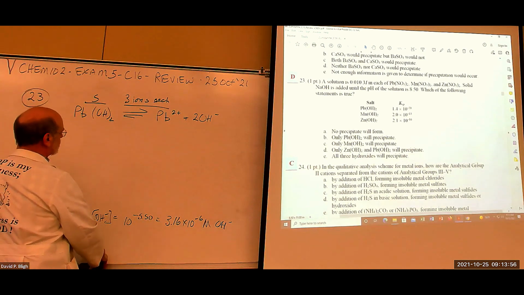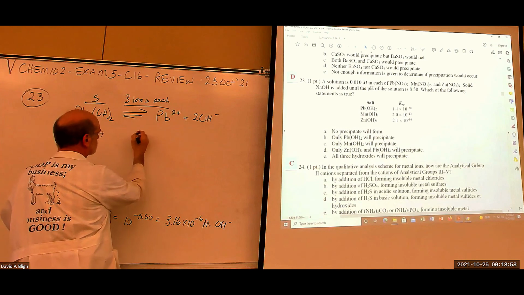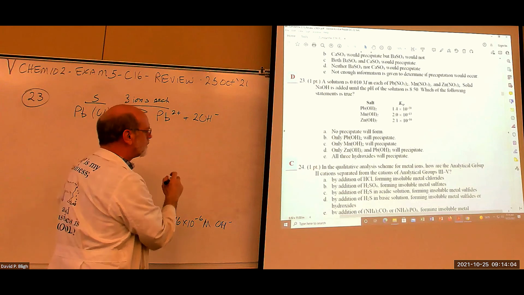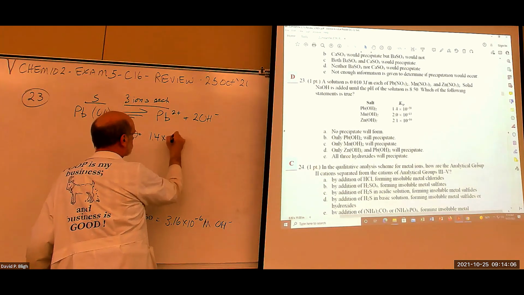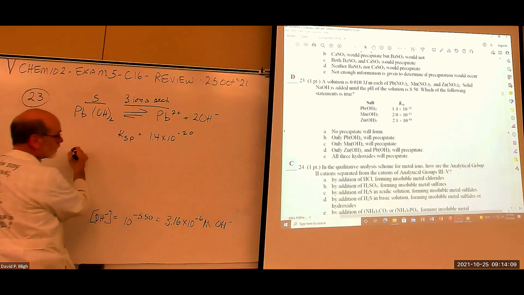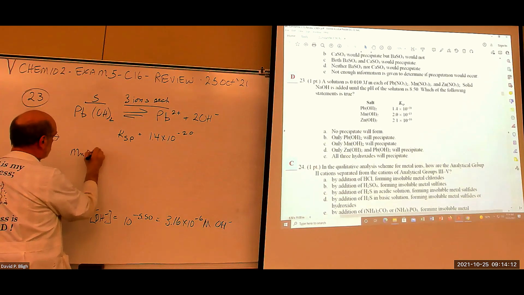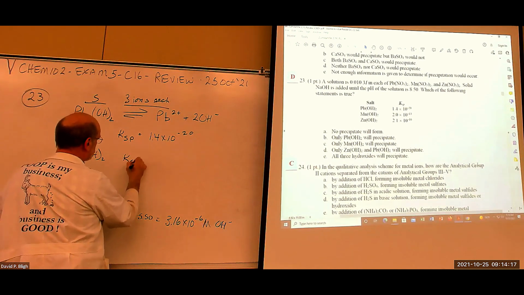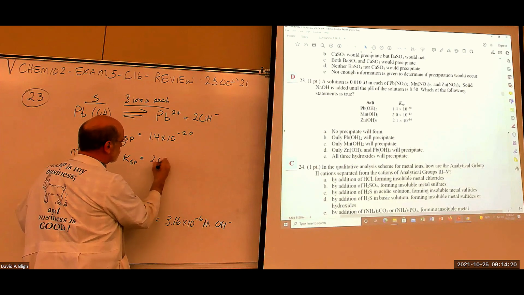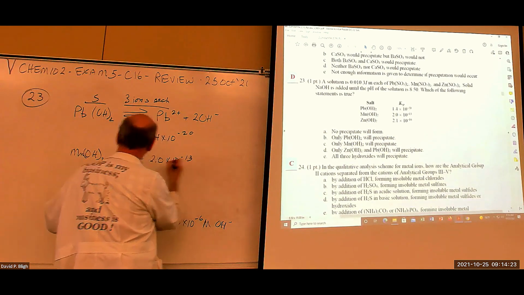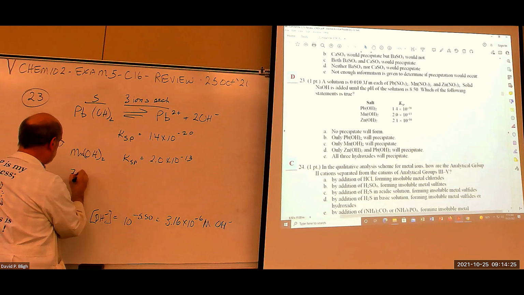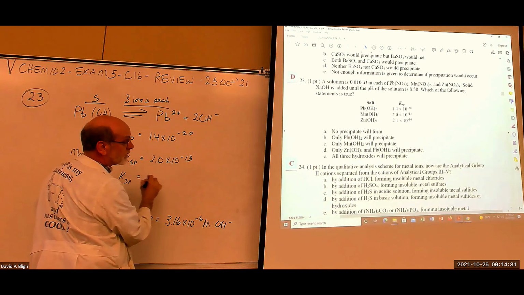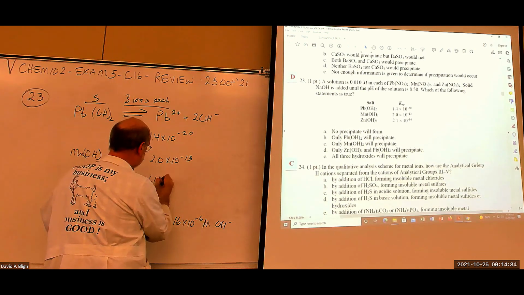So for this one, the KSP is equal to what? 1.4 times 10 to the minus 20. For this one, KSP is 2 times 10 to the minus 13. And for zinc, KSP equals 2.1 times 10 to the minus 16.